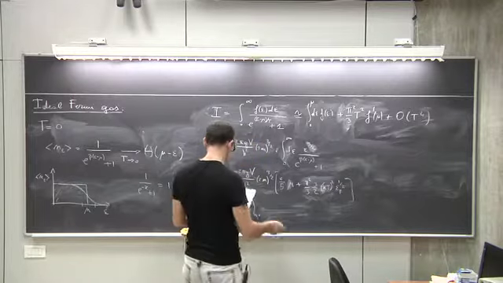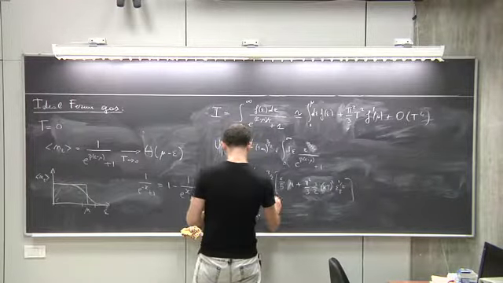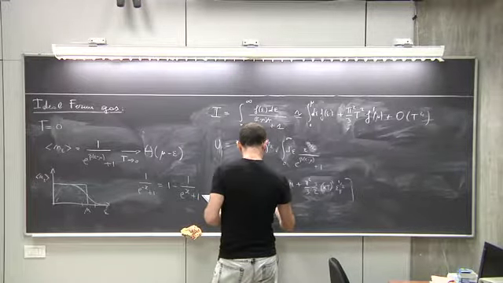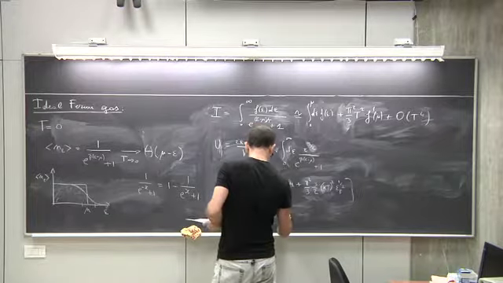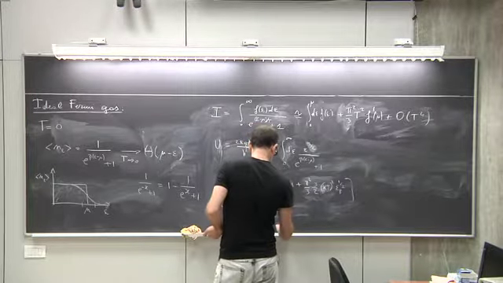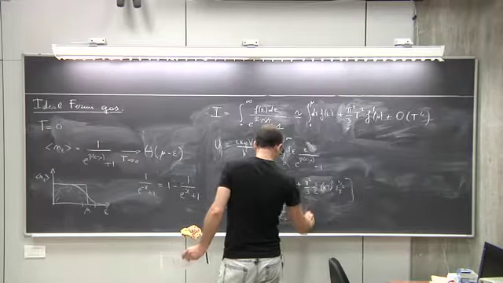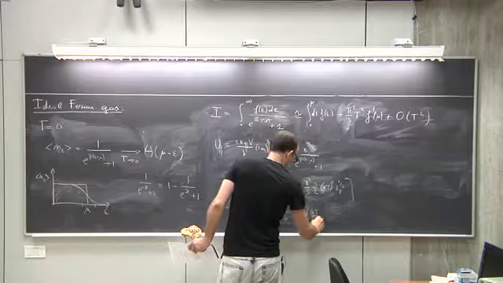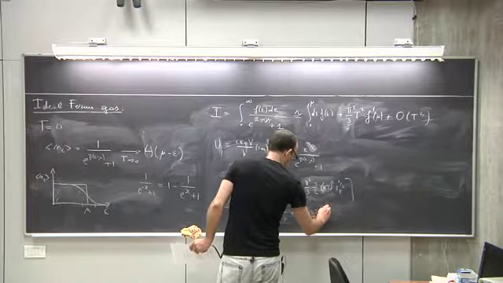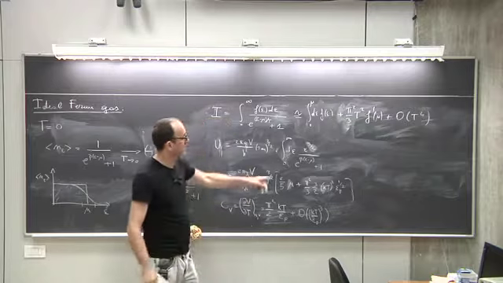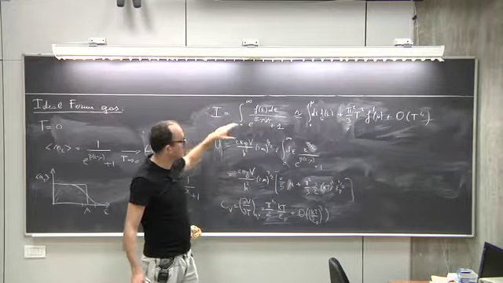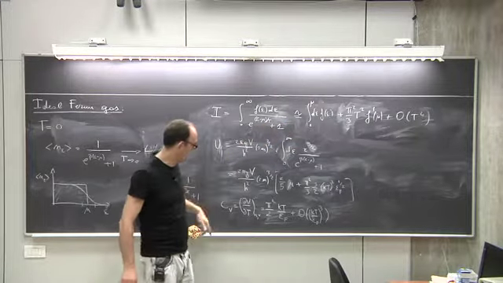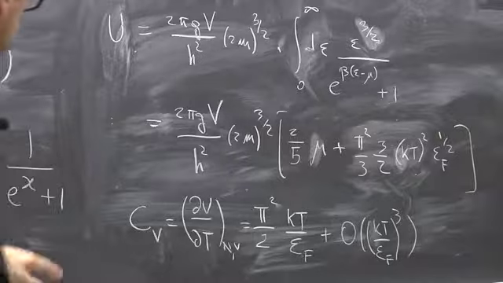Yes, so it will be pi squared over 2 times kT over epsilon_F. And the correction will be of order (kT over epsilon_F) cubed. Okay? Because the correction to all these formulas will be of order T to the 4th. So you see, this is quite important.